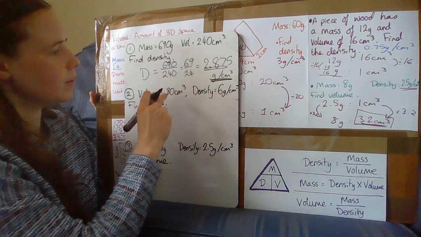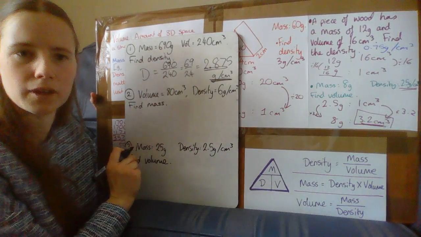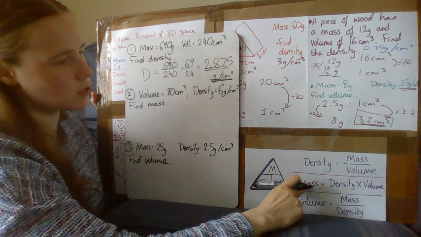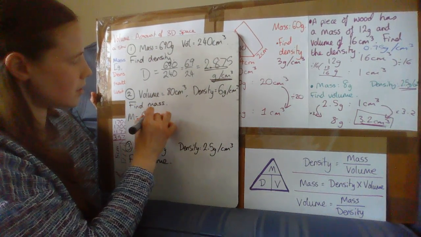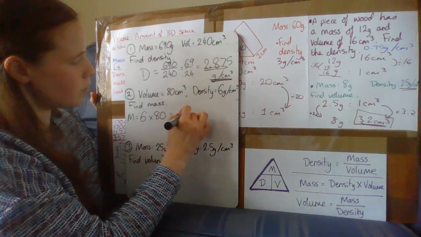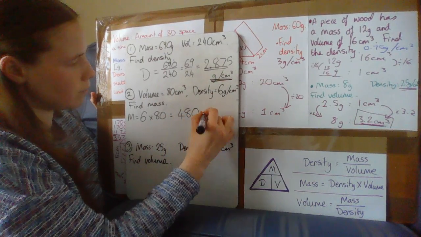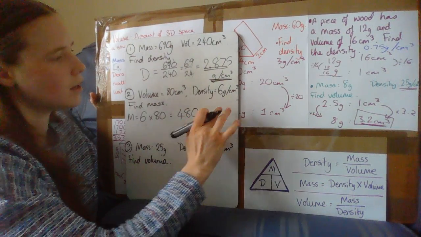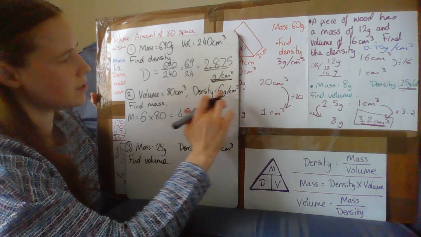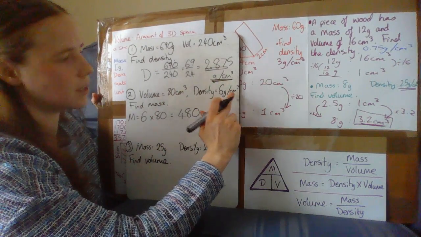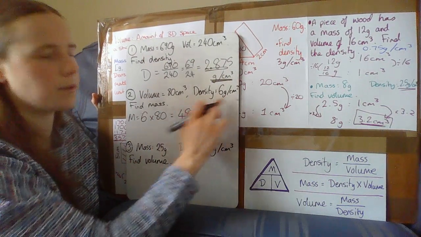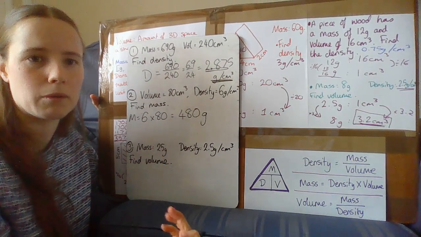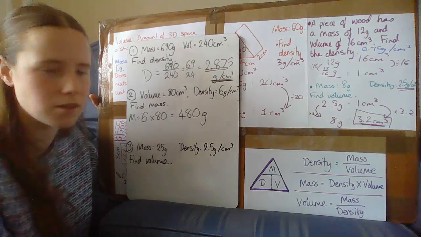Okay, next one. We've got volume and density, and we need to find the mass. So to get the mass, we can do density times volume. So the mass is going to be 6 times 80, so 480 grams. And make sure when you do this, if your units for the volume are the same in the volume and the bit of the density, then the units you need here are just going to work out fine. Do keep an eye on units, just like you do when you're working with pressure or speed, distance, time.